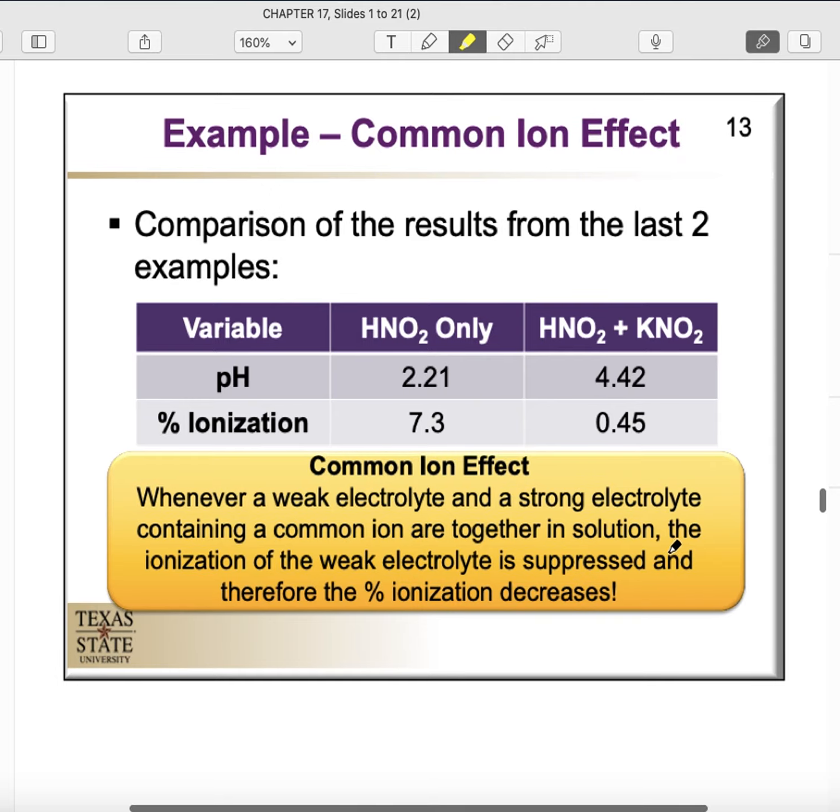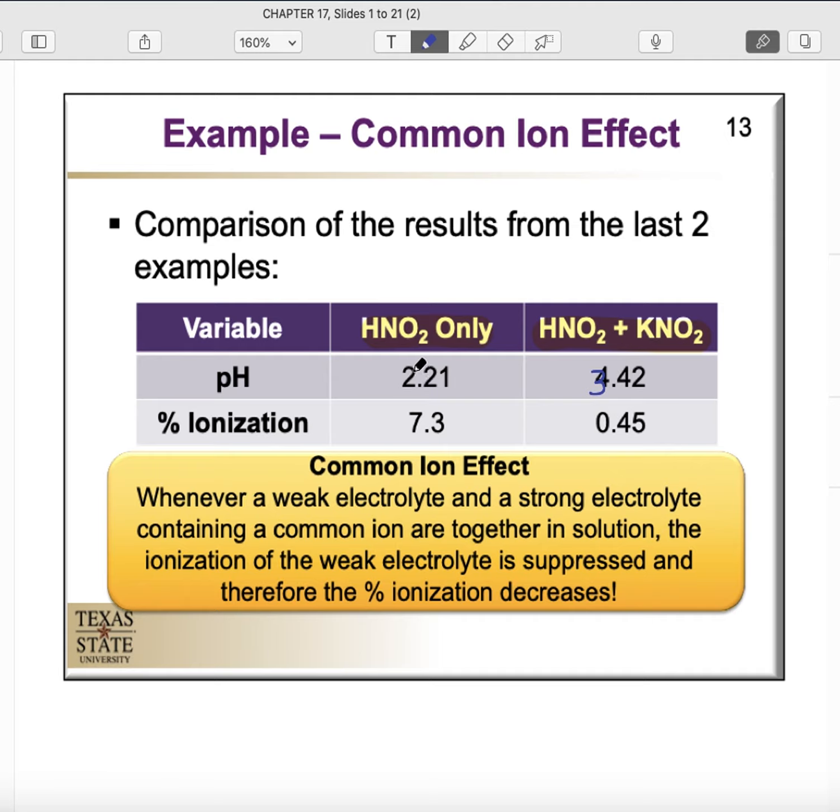This slide actually compares the results of the two problems, just for you to be able to see them next to each other. Again, as I mentioned, the pH going from the acid-only problem to now having the acid in the presence of a common ion. The pH, oops, sorry about this. I just noticed that this says 4.42, but in fact it is a 3.42, as we just calculated. Okay. That makes more sense.